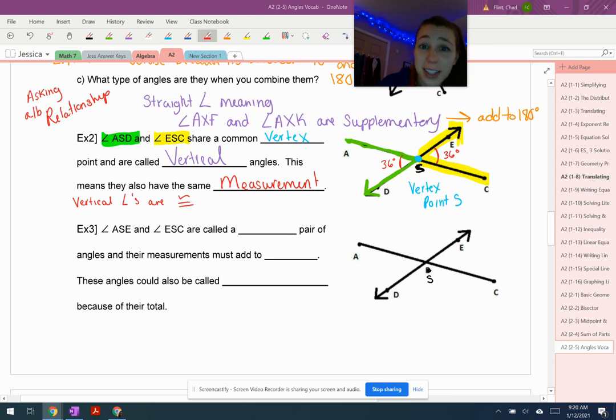Okay, we're looking at the last example finally for 2-5. I don't know about you, but I feel like I've been working on these examples and these notes for like 3 days. So let's go.